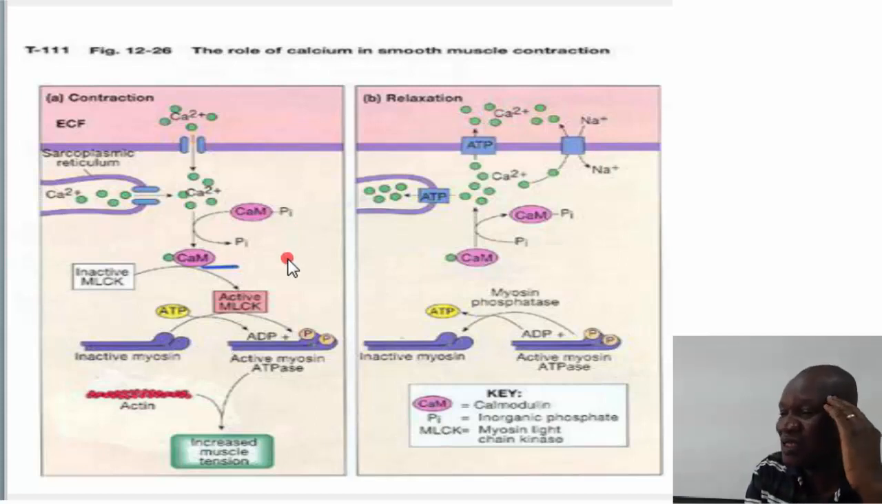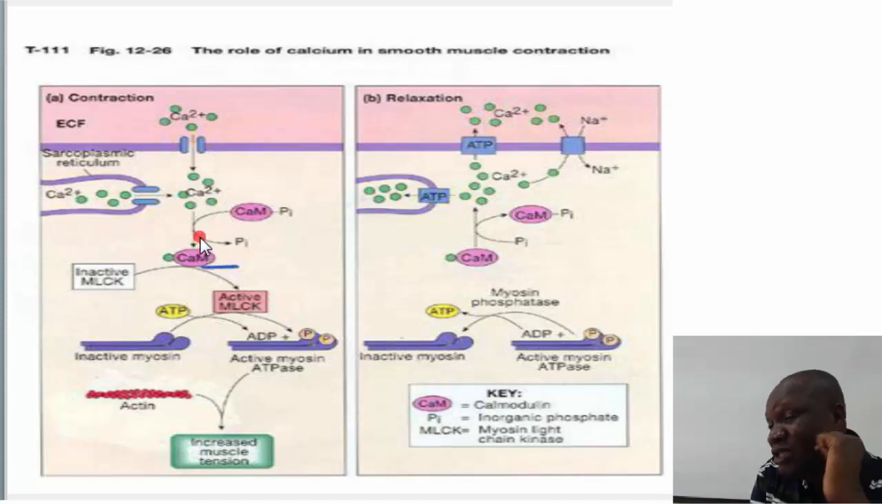We saw that intracellular calcium concentration goes up in the smooth muscle when they are activated. Now the calcium that gets into the cell will bind to a protein which is purposely for calcium binding called calmodulin. So the calcium will bind to calmodulin to form a calcium-calmodulin complex.